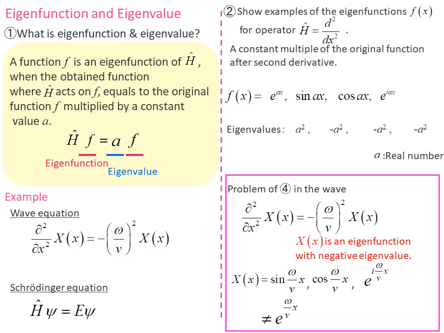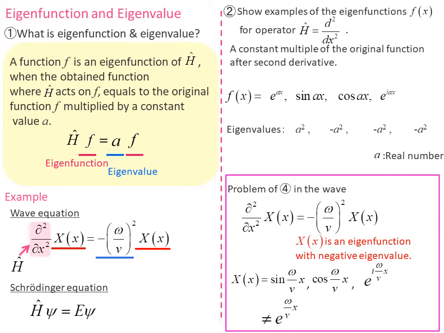These may be new words for you, but in fact, we've already solved a similar problem about waves in our previous video. This equation, which appeared in the wave problem, can be regarded as the problem to find an eigenfunction in which the eigenvalue becomes minus square of omega over v when h is the second differential operator.